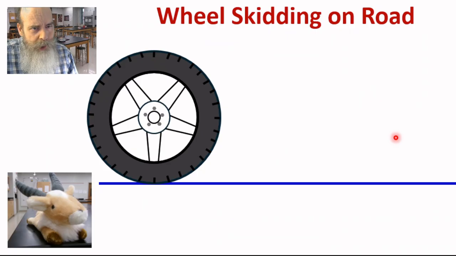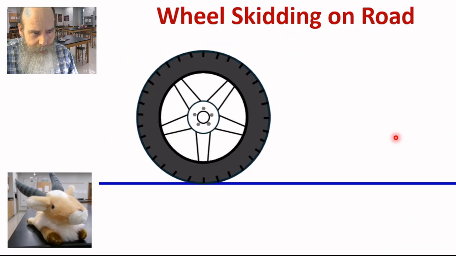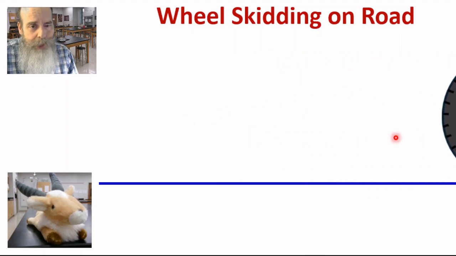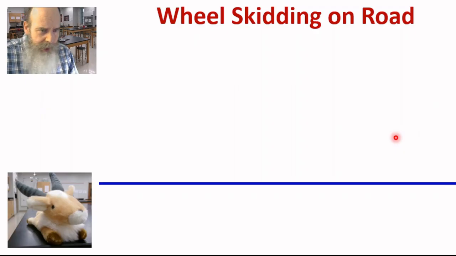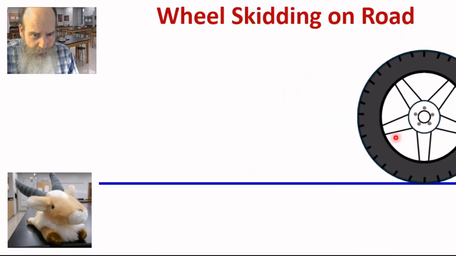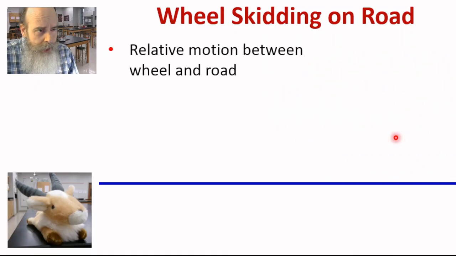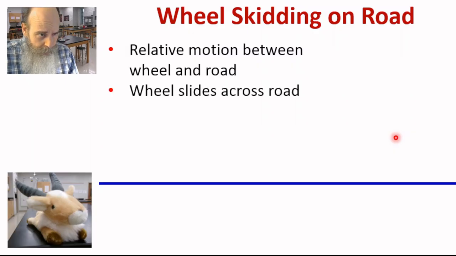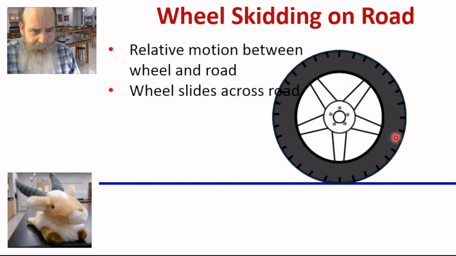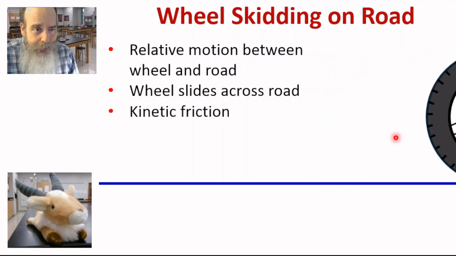Let's consider a wheel which is skidding on the road, like this. Note that the wheel is not turning, it's not rotating, it's just moving in the horizontal direction. This is what would happen if Ria were to suddenly slam on the brakes. The wheel stopped turning, but the car keeps moving to the right. And one thing you'll notice for this is that there is relative motion between the wheel and the road. The wheel is sliding across the road. And when two surfaces slide across each other, we must use kinetic friction.